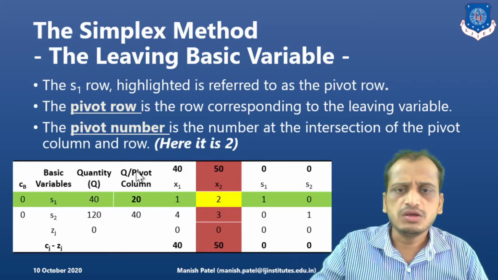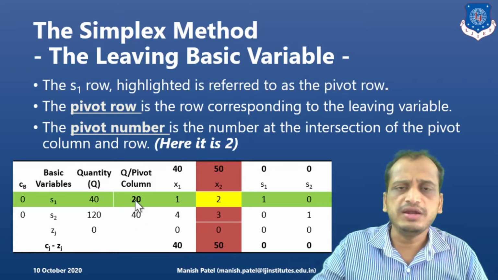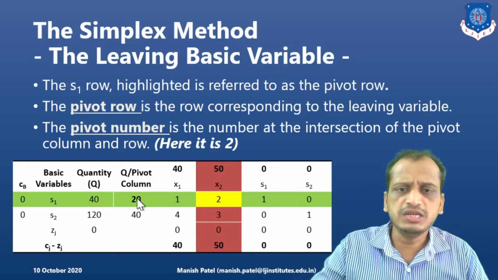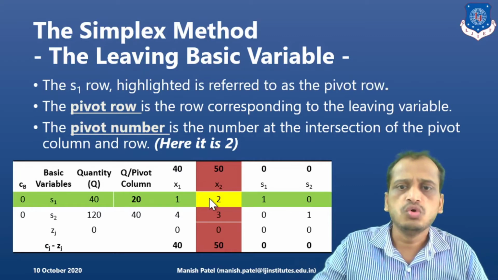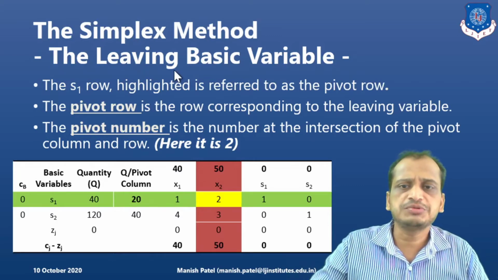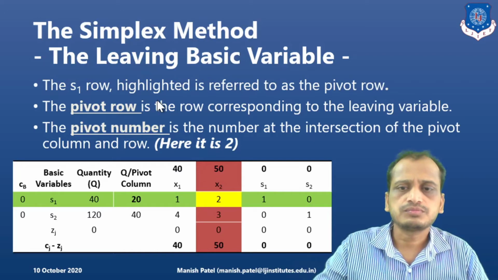Now look into this column here. What is the least positive value? That is 20. So the row corresponding to this least positive value is the pivot row. So this is the pivot row, right? And the pivot number is the intersection of the pivot column and pivot row. So that is 2. Here it is 2. The description is written here, right?